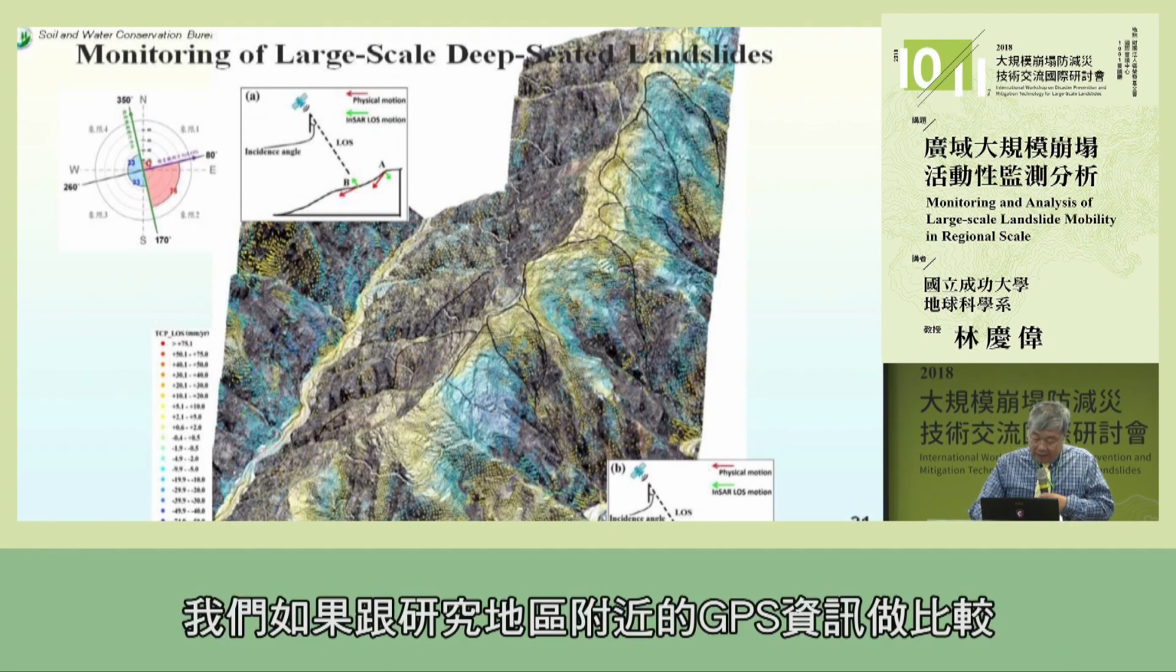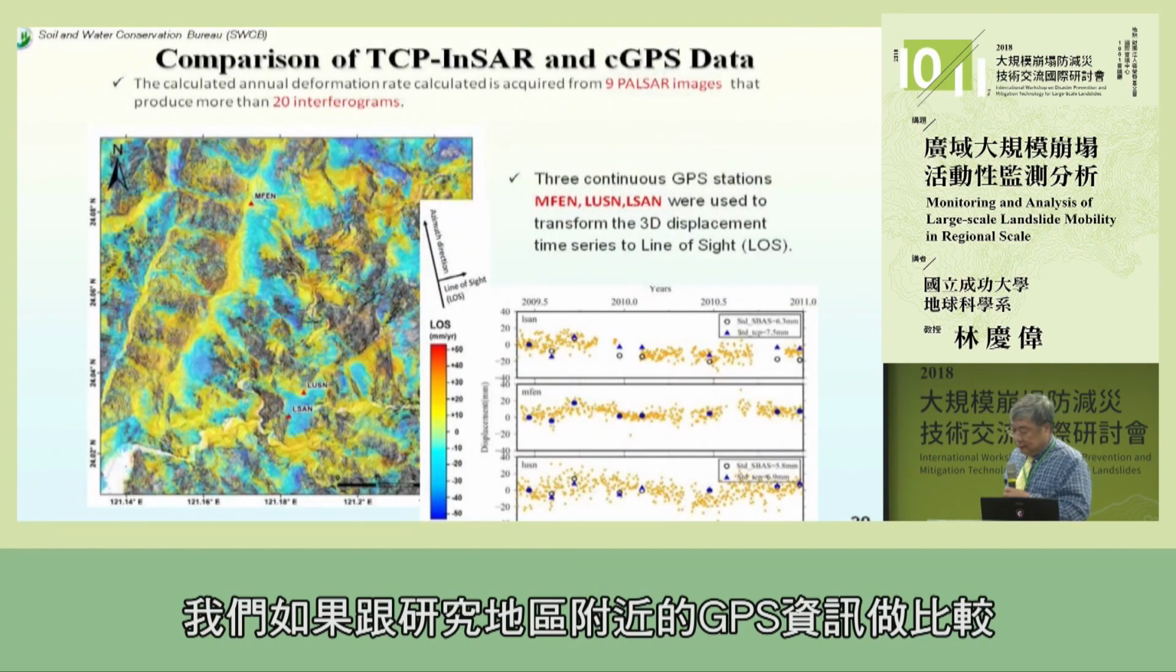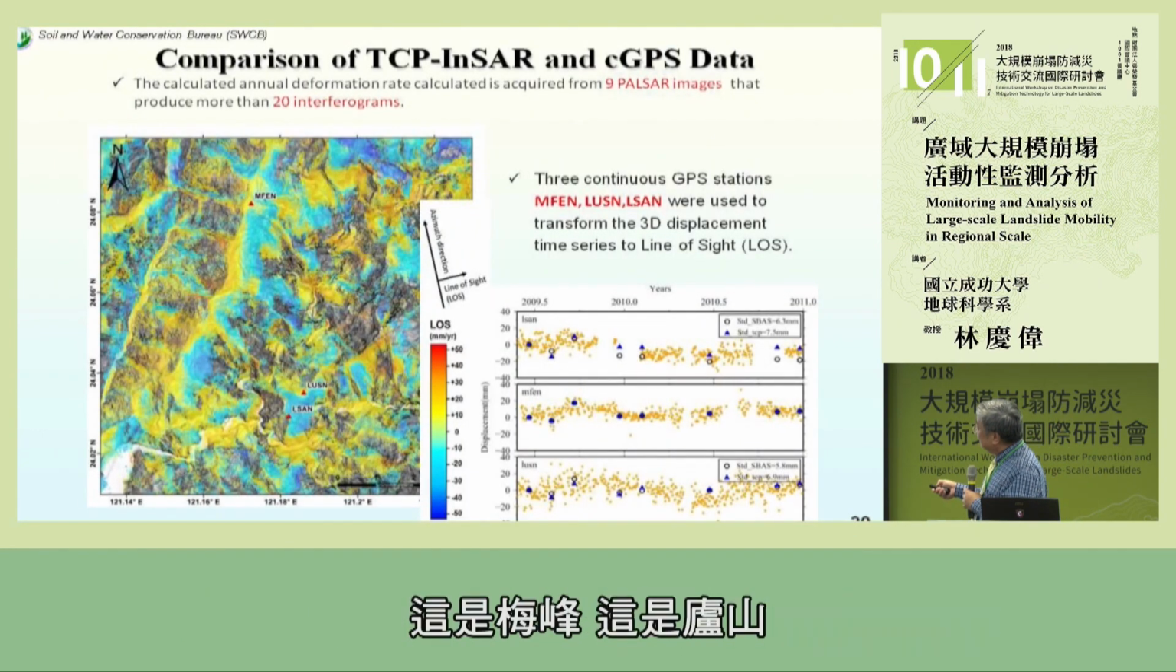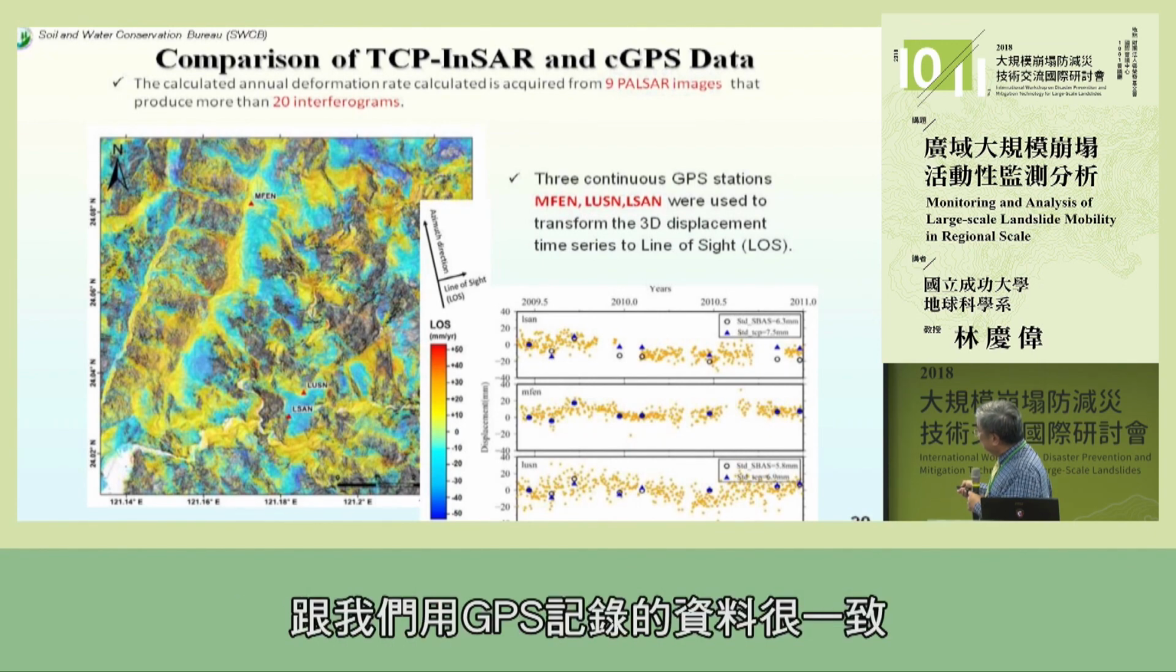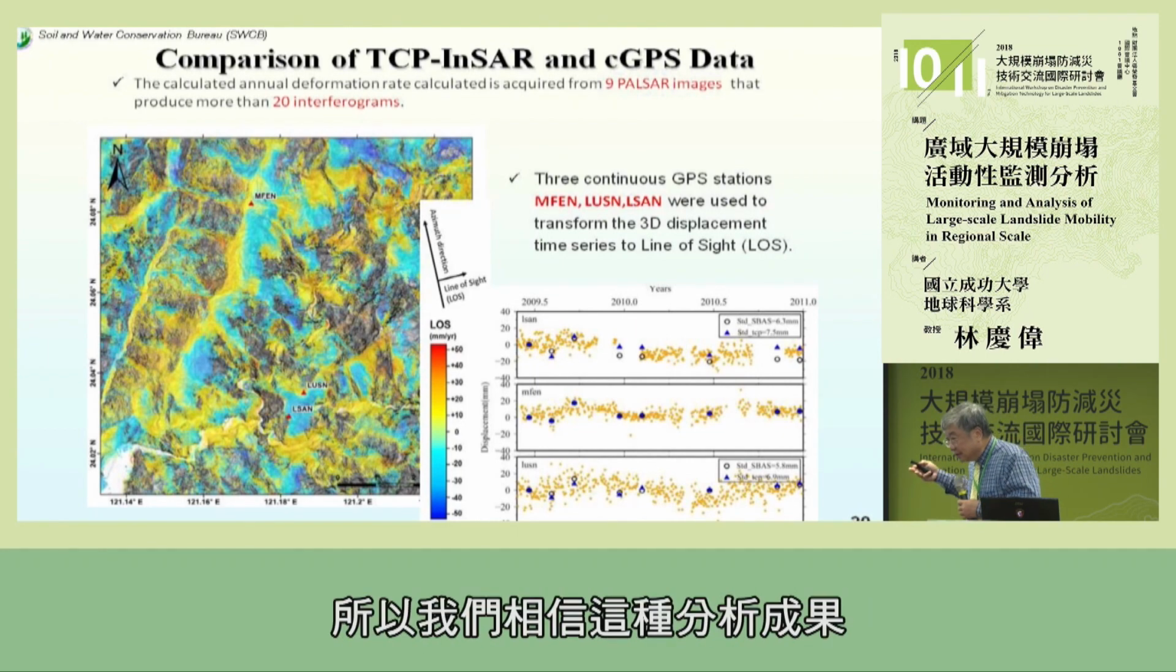And if we make a comparison with the GPS information near the study area, at Meifeng and Lushan, we see the magnitude of the TCP InSAR is quite consistent with the data recorded from GPS. So we think this kind of information is believable.